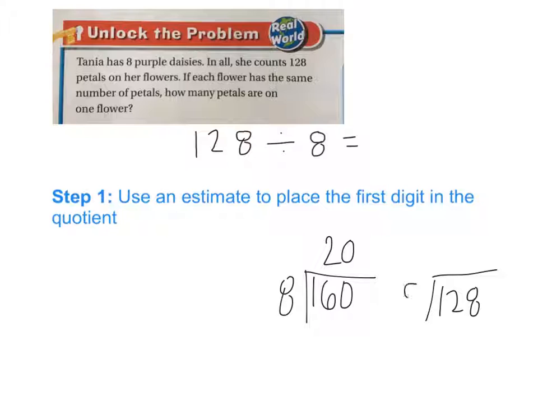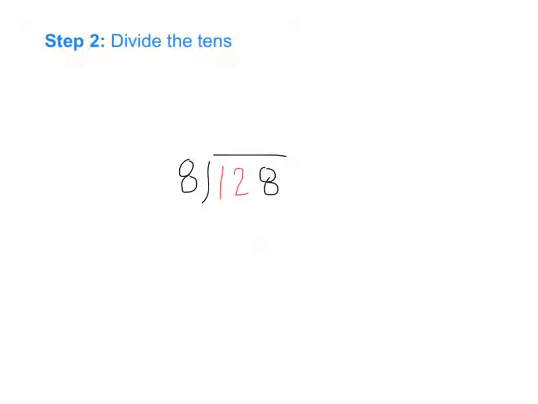So therefore, we know that the quotient must start in the tens place. Therefore, the quotient for our division problem, 128 divided by 8, must also begin in the tens place. Now that we know that the quotient starts in the tens place, we are ready to divide.